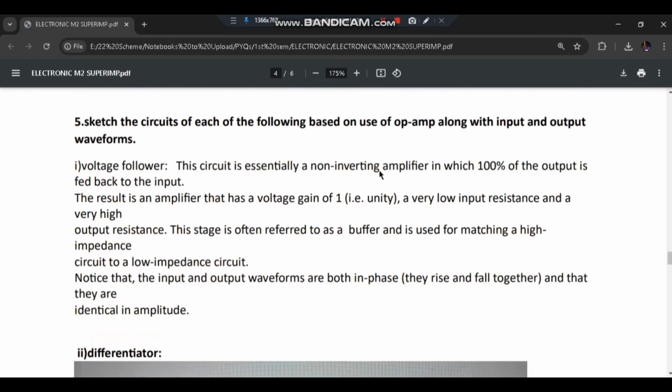Moving on to the next super important question, we have: sketch the circuits of each of the following based on the use of op amp, along with input and output waveforms. We have to sketch the circuits by using op amp along with input and output waveforms.